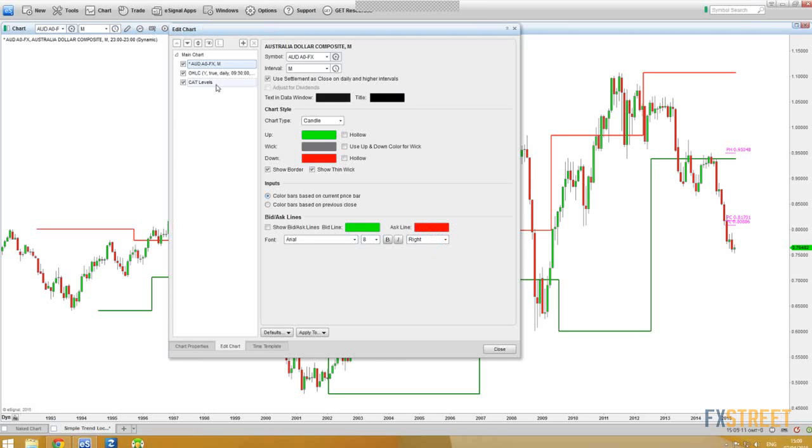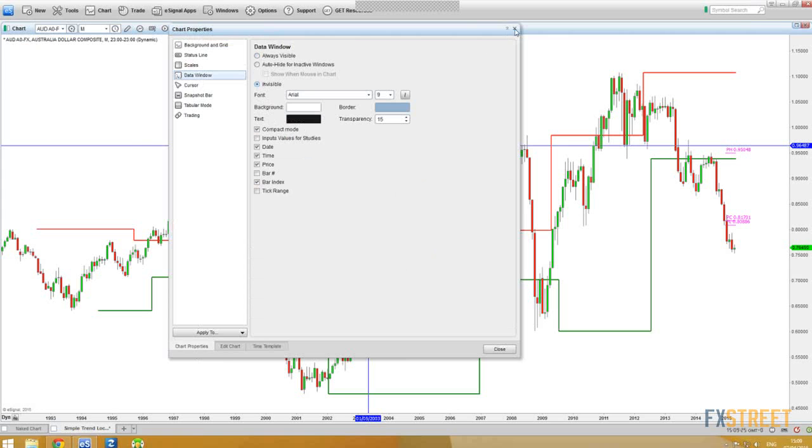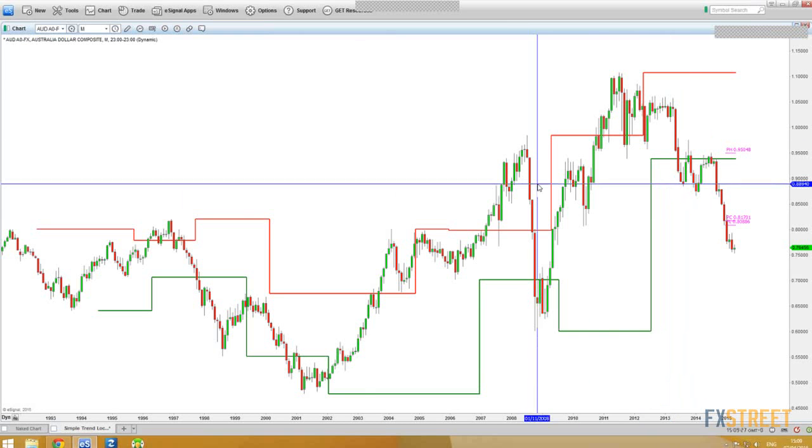Let me just bring up my crosshairs. Okay, sorry about that. Right, so now you can see my crosshairs.